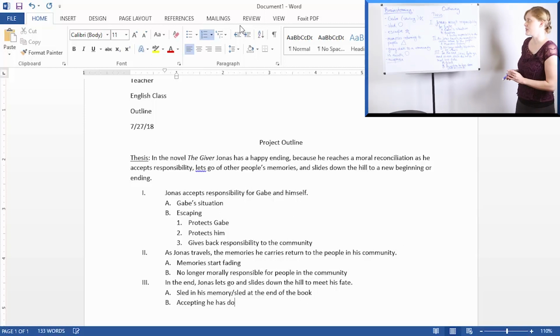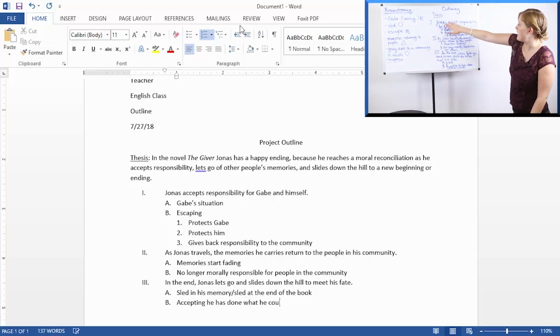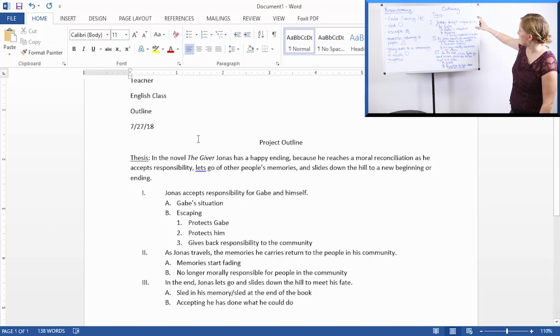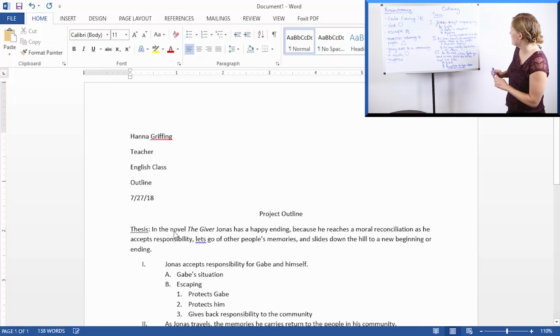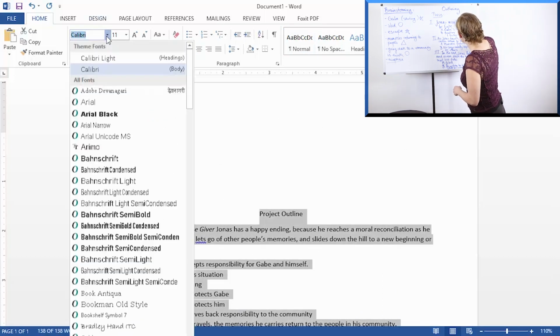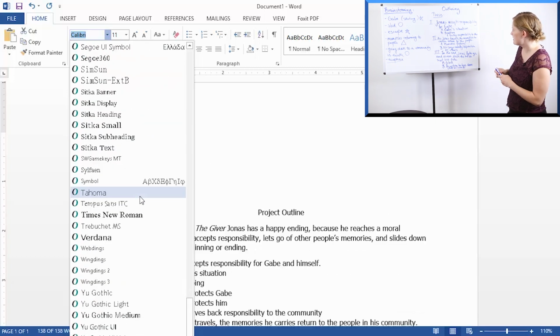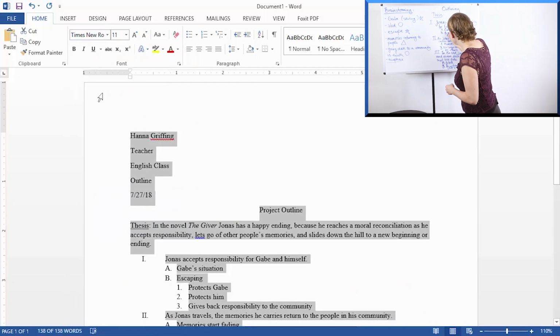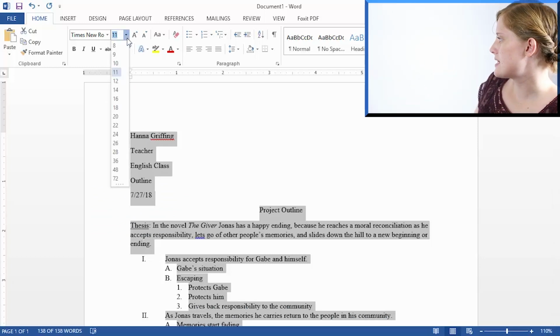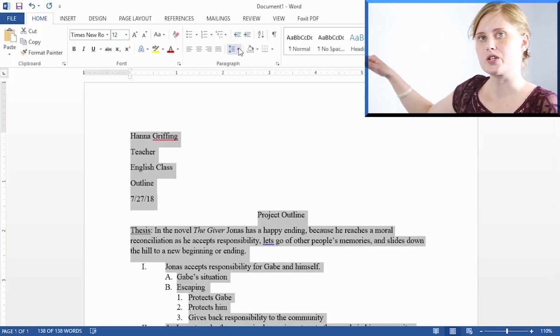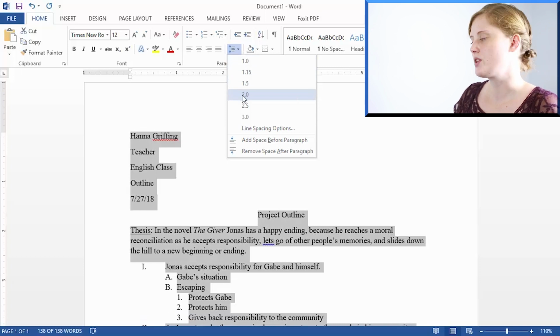So, what you see on this outline, I have topic sentences. The topic sentence is the first sentence of each body paragraph. So you're in a pretty good spot if you have 3 topic sentences. Jonas accepts, there needs to be an S, responsibility for Gabe. And you have left off letters. He and Gabe escape, which eventually returns responsibility to other people.